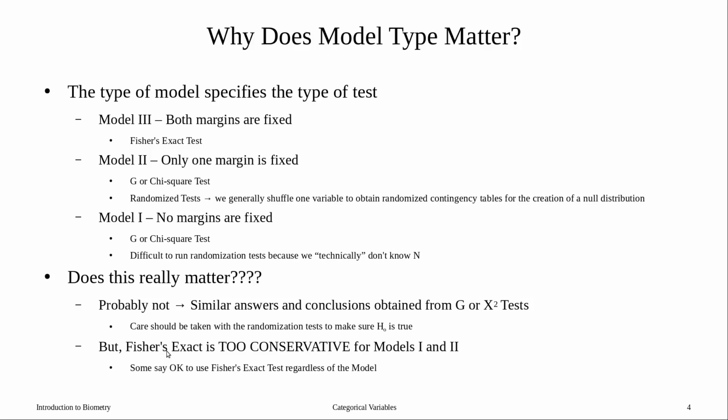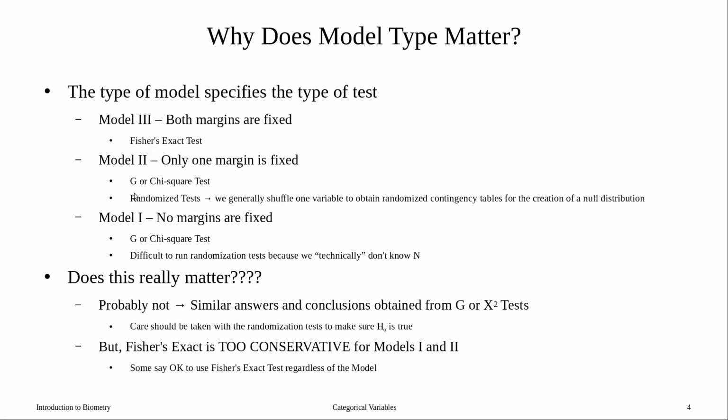Why does it matter? Well, each of our tests makes a different assumption. So Fisher's exact test, which we'll use when we have exactly two groups and two variables, so two variables and two groups within each variable. That's a Model 3. Both margins are fixed. And that's different than if we do a Model 1 or a Model 2.